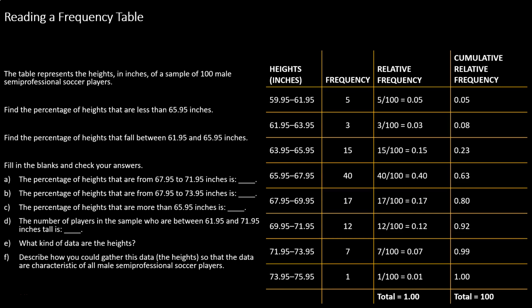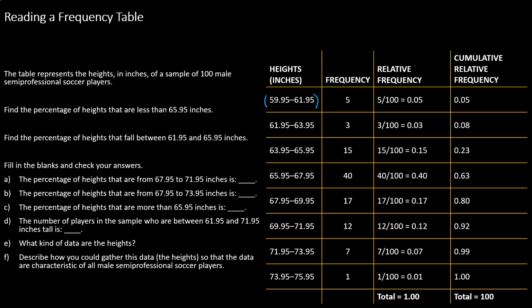Frequency tables allow us to organize our data so that we can quickly answer questions about our data set. We're looking at a grouped cumulative relative frequency table, and the data in this table came from a survey of 100 male semi-professional soccer players. I called it a grouped table because we're dealing with an interval rather than individual data values.